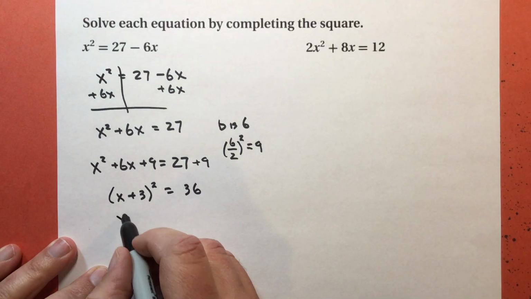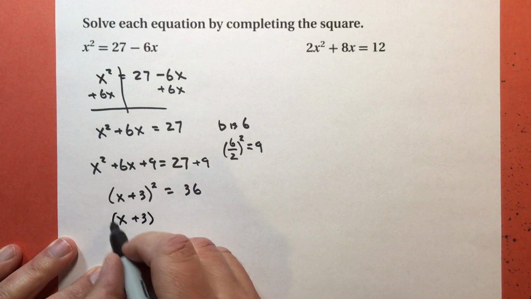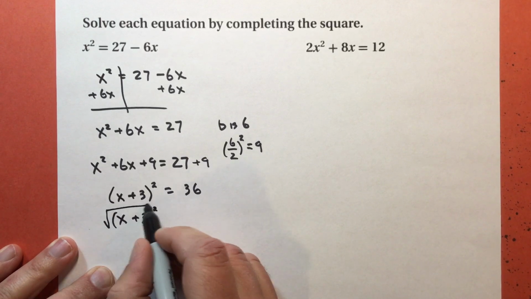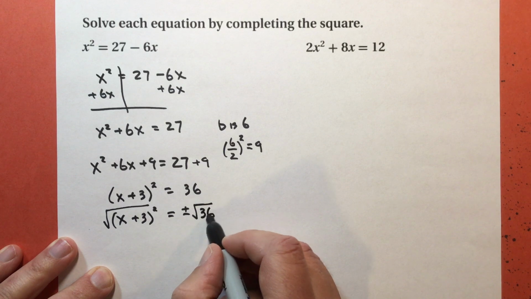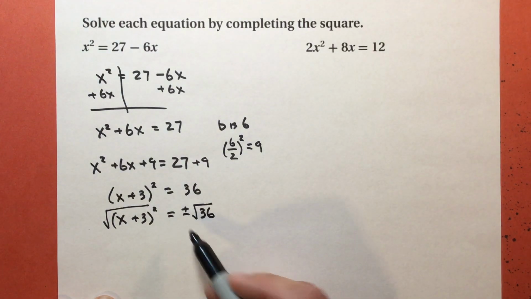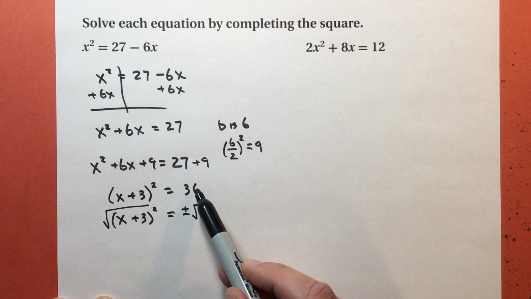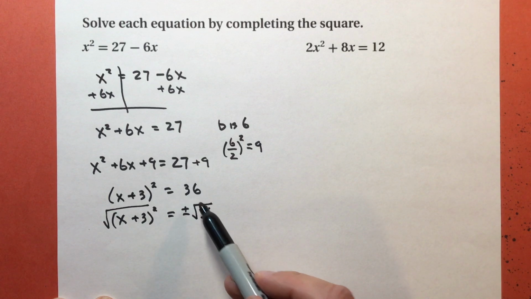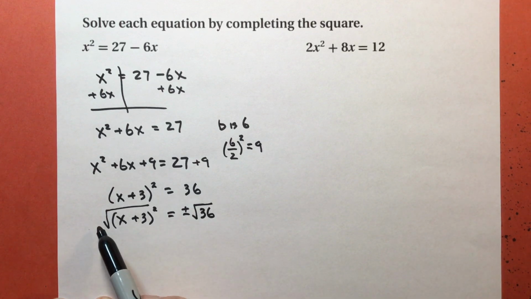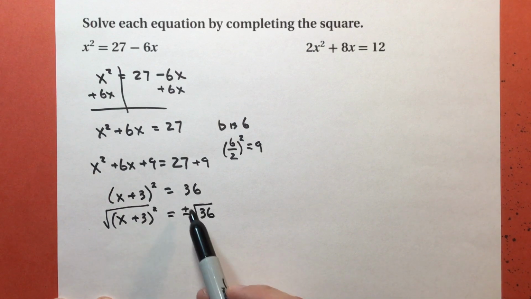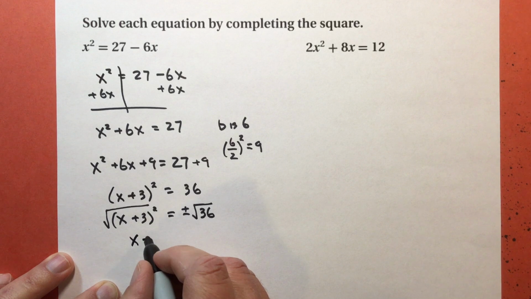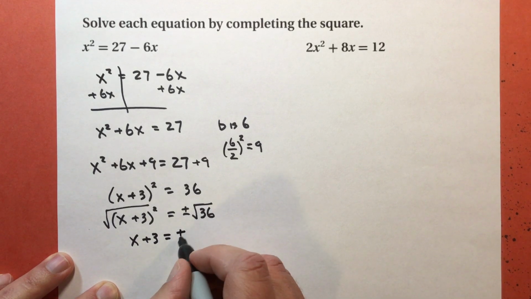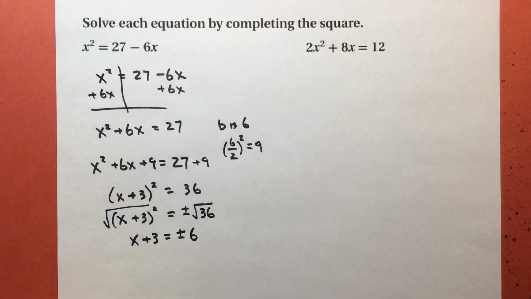I'm going to take the square root. Let me write it first. And I'm going to take the square root of the right side. Keep in mind I'm putting the plus or minus in here because the square root of 36 is positive 6 and negative 6. Again, like I said earlier, I don't have to worry about it over on this side. I just know I got one positive, one negative. This gives me x plus 3 equals plus or minus 6.